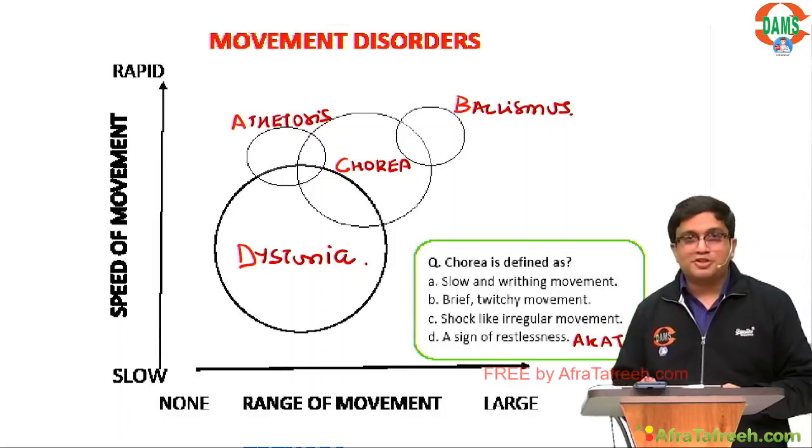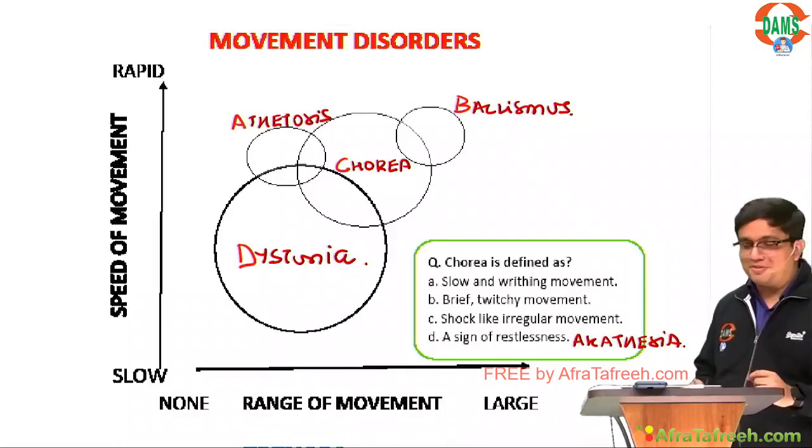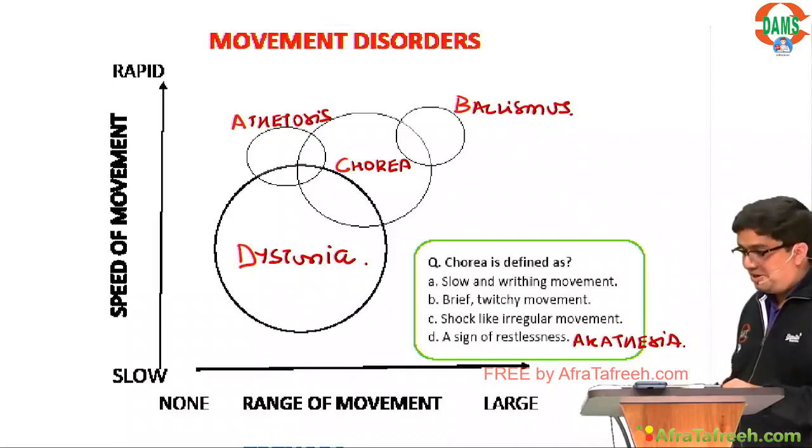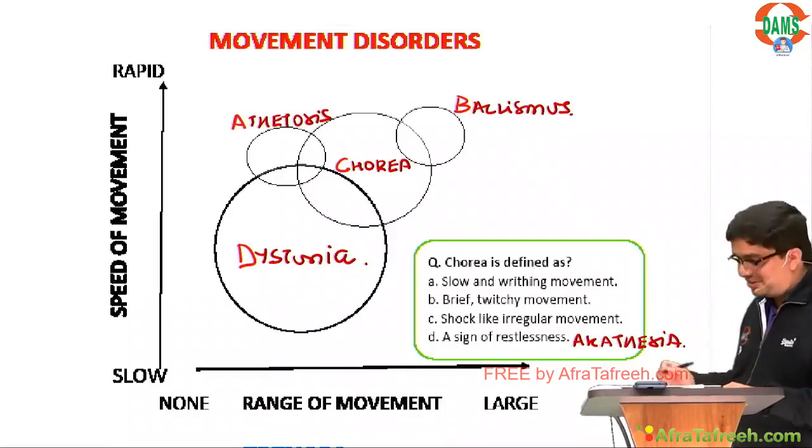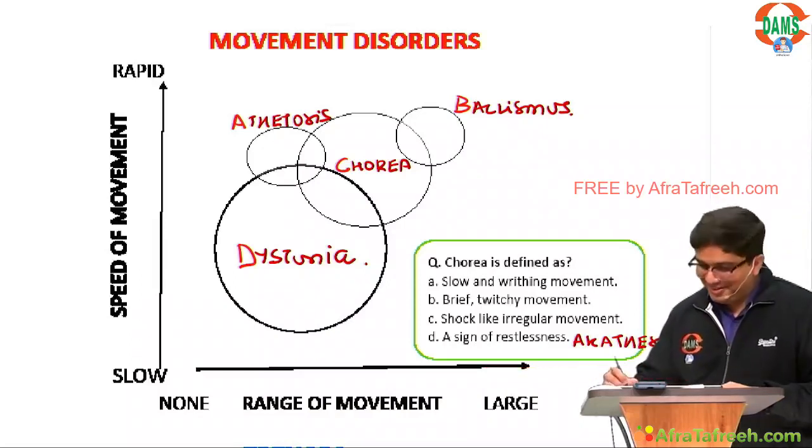So I just forgot the spelling. That's a ninja technique to remember the spelling. Ask you, you'll tell me the right spelling. I hope still I'm not correct in that. Akathisia. Slow and rhythmic movement. Athetosis.